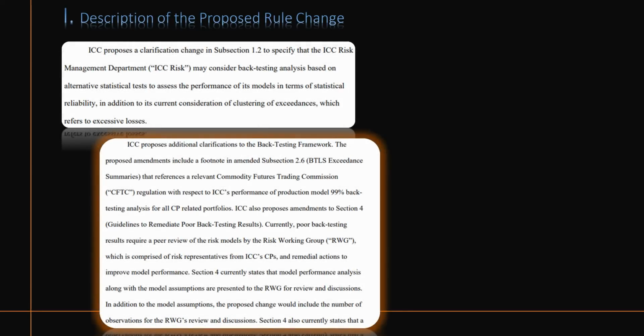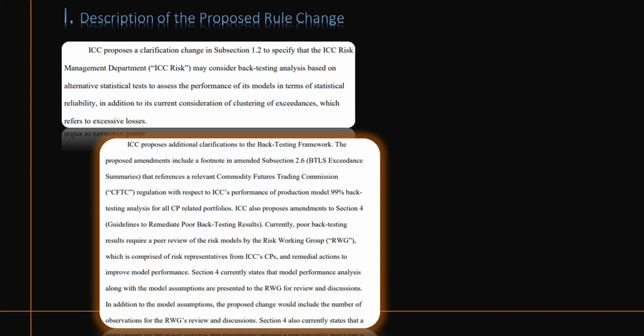Okay, so ICC proposes a clarification change in subsection 1.2 to specify that the ICC Risk Management Department may consider backtesting analysis based on alternative statistical tests to assess the performance of its models in terms of statistical reliability, in addition to its current consideration of clustering and exceedance, which refers to excessive losses. ICC proposes additional clarifications to the backtesting framework. The proposed amendments include a footnote in amended subsection 2.6, the BTLS exceedance summaries, that references a relevant Commodity Futures Trading Commission regulation with respect to ICC's performance of production model 99% backtesting analysis for all CP-related portfolios.